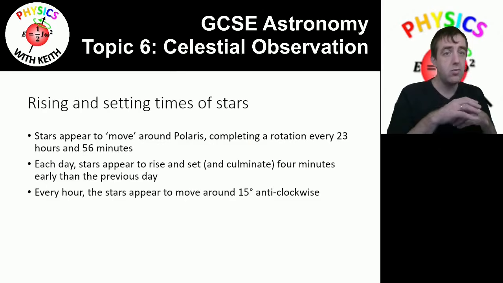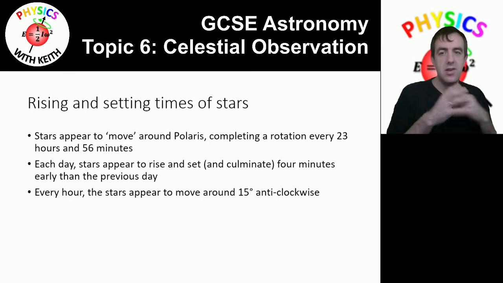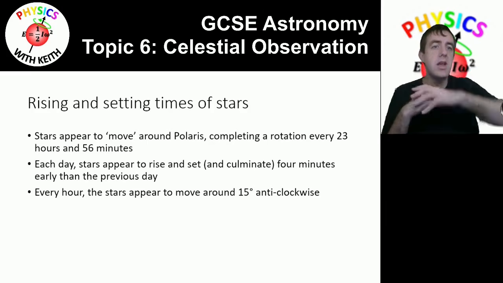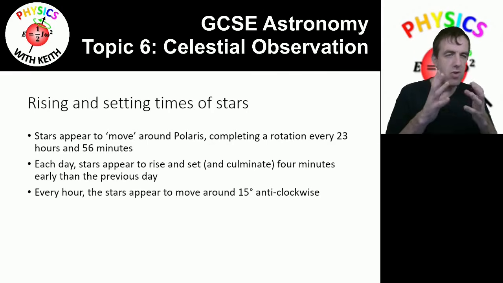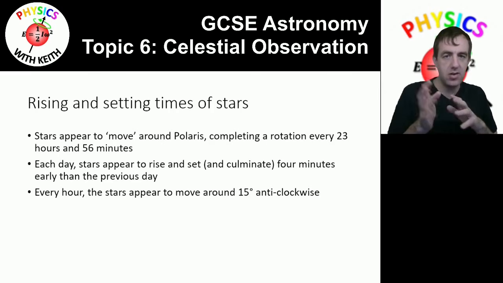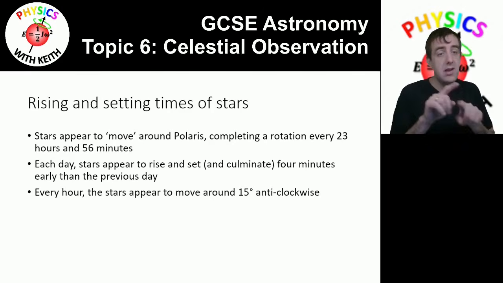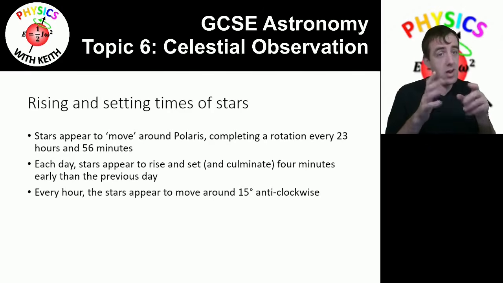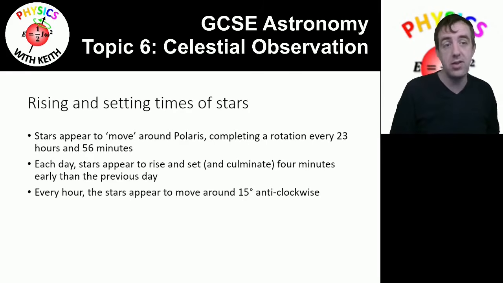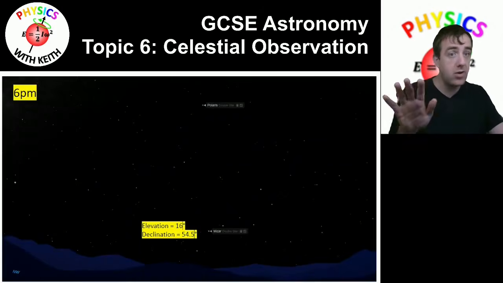So some stars, which are not circumpolar, appear to rise and then set, rising and setting stars. And they move around that arc 15 degrees every hour, roughly, because there are 23 hours and 56 minutes in a full 360 degrees. So it's roughly 15 degrees of angle. And the stars move anti-clockwise around the north celestial pole in the northern hemisphere. This is quite handy to know for deciding when to do observations.